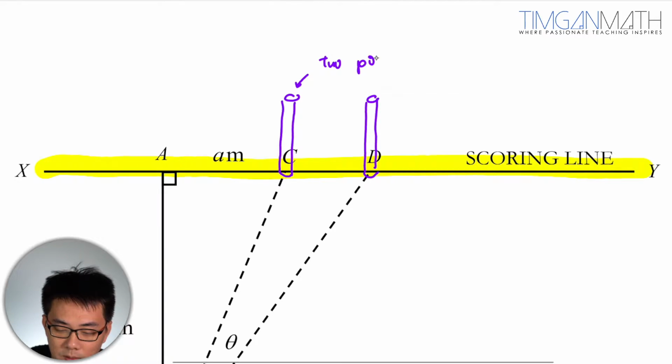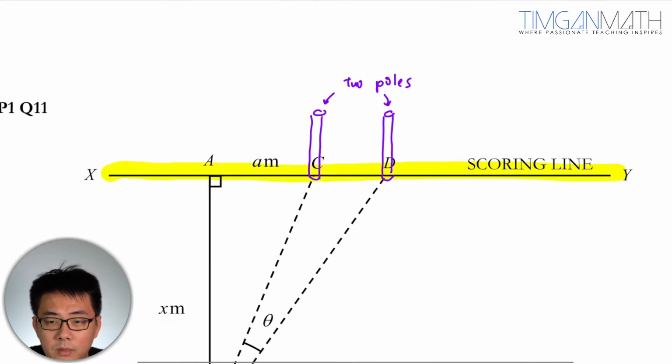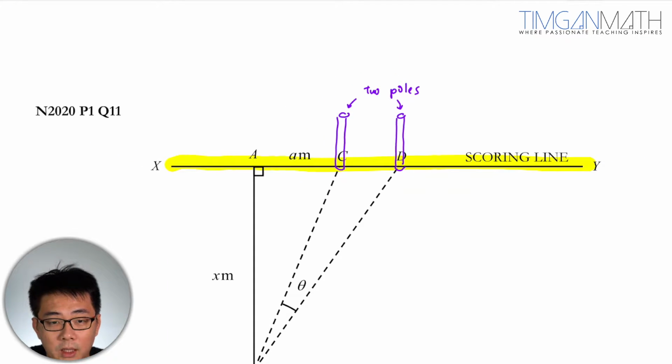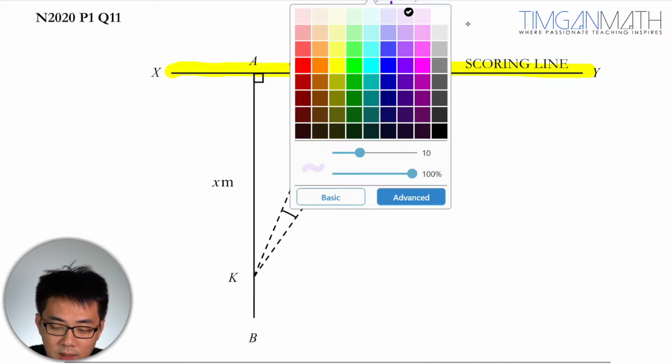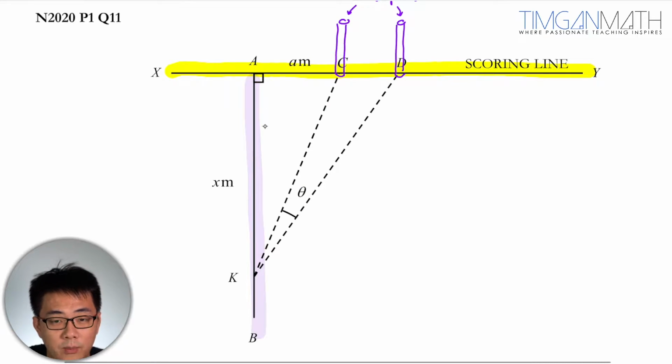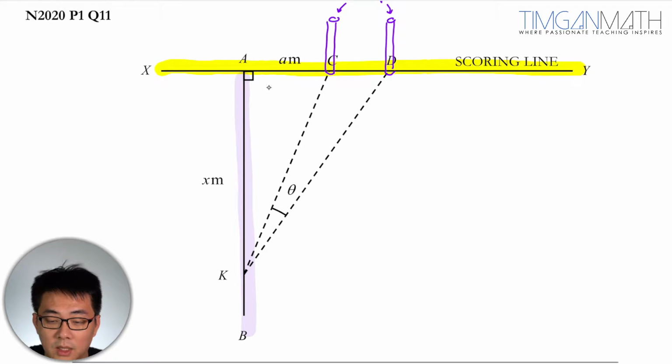Now, we were told that the kick can be taken from anywhere on the line A to B. I'm just trying to understand this question here, A to B here. So you can take a kick from any point here. This is labeled as K. They also told us that the line AB, where the player crossed the scoring line, is perpendicular to XY. So this is 90 degrees.